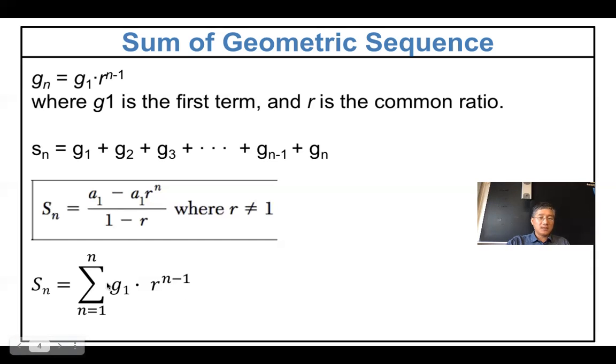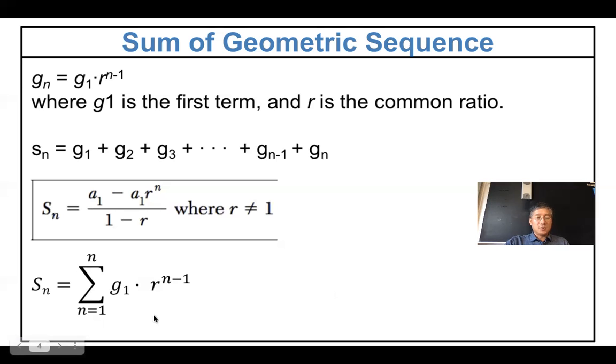So what is this here? This is an explicit formula: G1 times R to the n minus 1. You put this formula exactly like this. Then the calculator understands: replace n equal to 1, get the first term, plus n equal to 2, get the second term, plus n equal to 3, n equal to 4, n equal to n minus 1, and n equal to n, the last term, and then add them all.